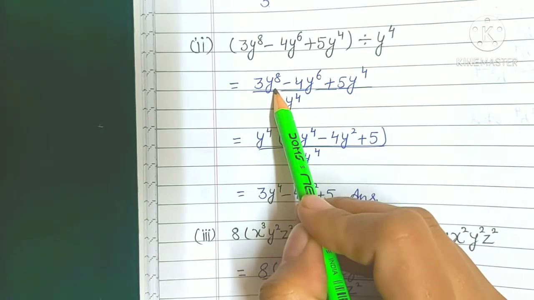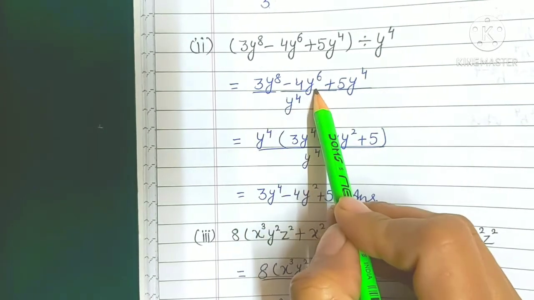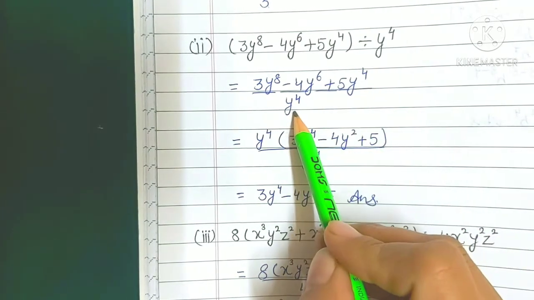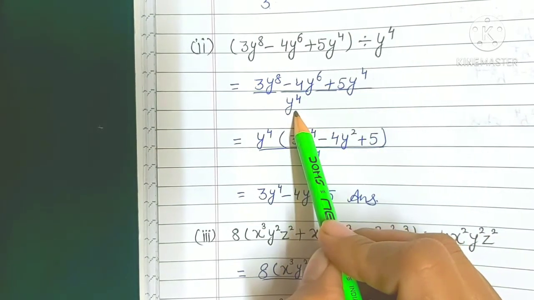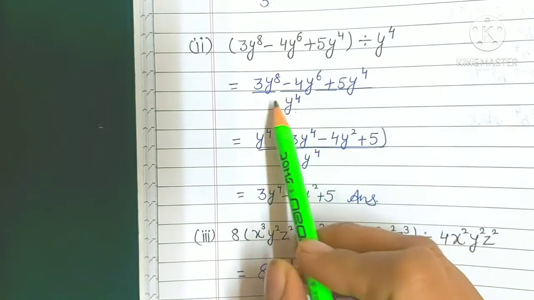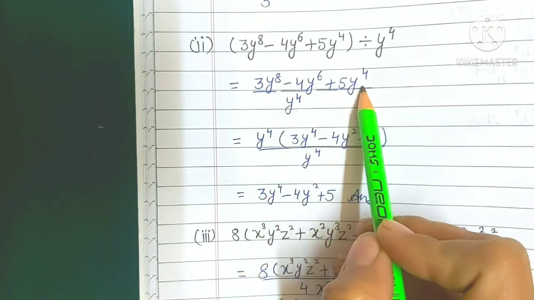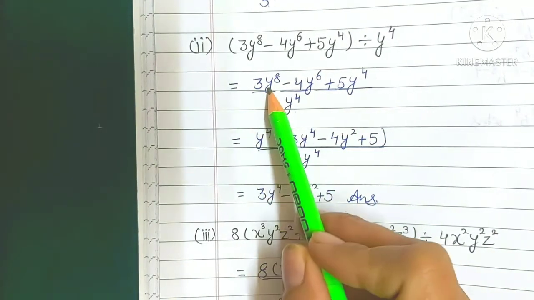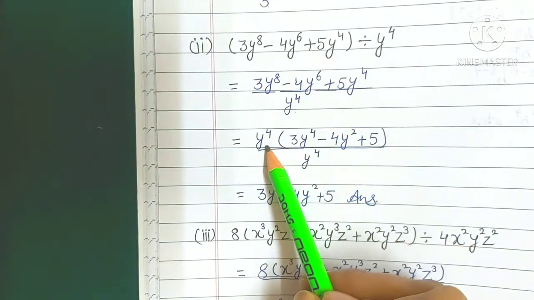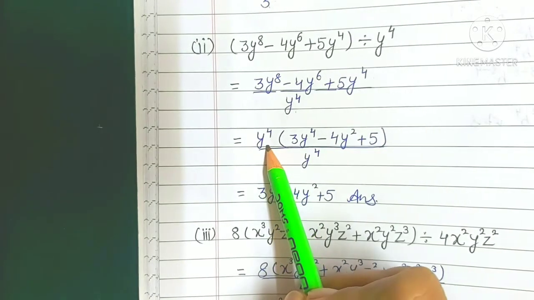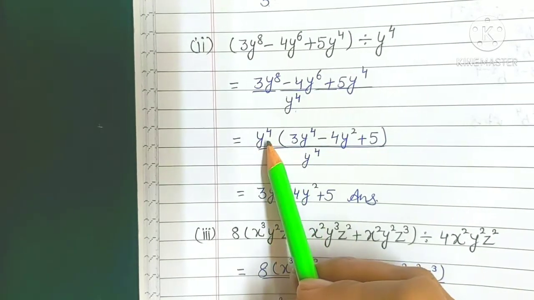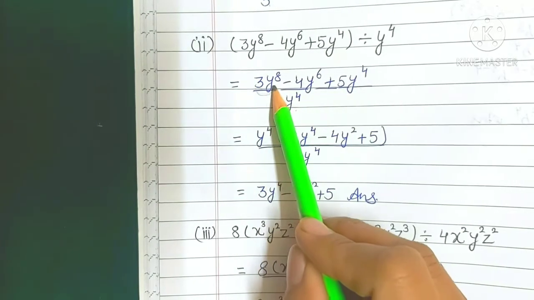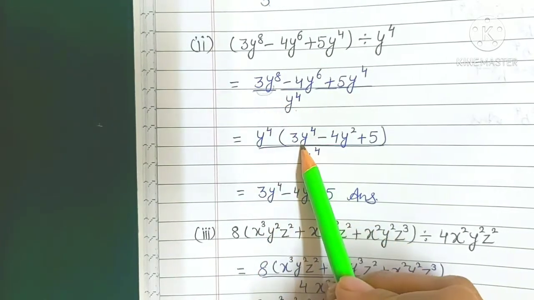Second part, students. In the numerator 3y raised to the power 8 minus 4y raised to the power 6 plus 5y raised to the power 4. In the denominator it is y raised to the power 4. First of all we will see what we can take common from the numerator. As I can observe, y raised to the power 4 is common, so I will take the common factor out. So if I have taken y raised to the power 4, what is left from the first term? 3y raised to the power 4 will be left.